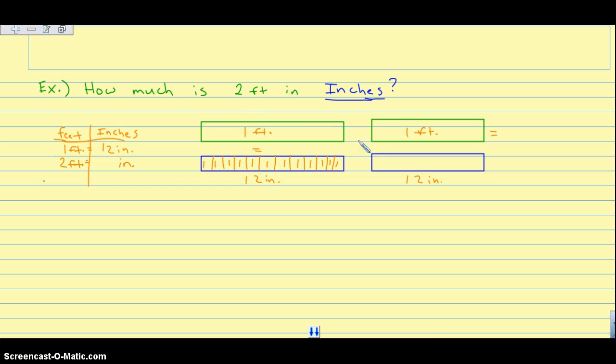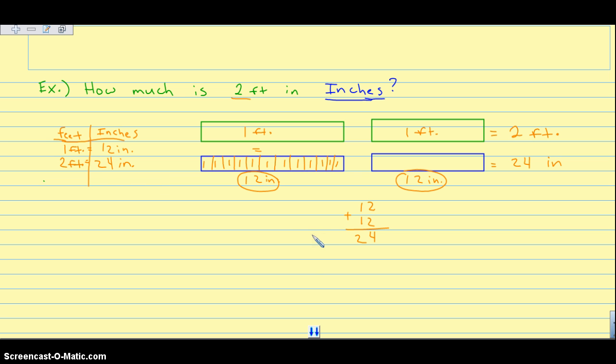So how many total feet do you have? Well, I'm missing 2 feet. Here it is, 2 feet. Now, just add up how many inches you have. 12 inches plus another 12 inches would be 24. So I have 24 inches. 2 feet is equivalent to 24 inches.